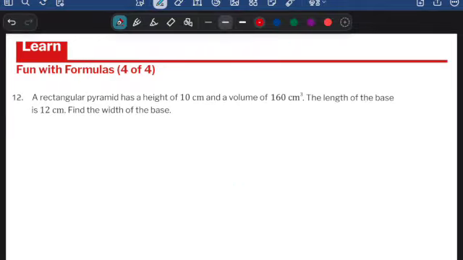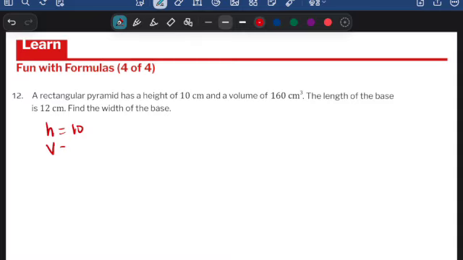Okay, last problem. A rectangular pyramid has a height of 10 centimeters. I'm going to write that down. Height equals 10. And a volume of 160 cubic centimeters. Volume equals 160. The length of the base, so I know the length is 12 centimeters. Find the width. I'm looking for the width. Okay, so now let's write the formula that we're going to use. Volume equals, since it's a pyramid, I'm not going to forget to multiply by 1/3. 1/3 the area of the base times the height.